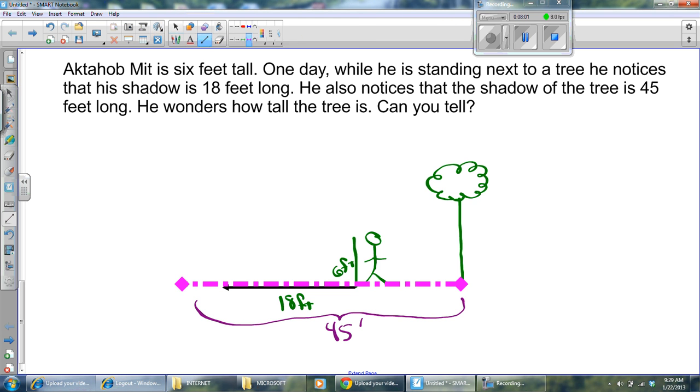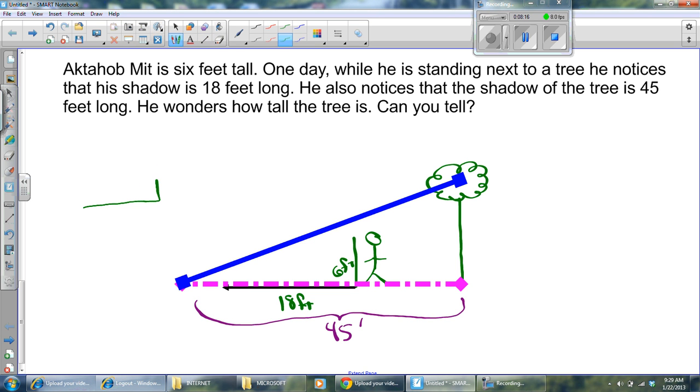I see it. I can see it. I really can. I'm so excited. There are similar triangles right there. See the similar triangles? We've got Mit-Aktahab's triangle, which looks like this. And that side's not really there, so I'll just make it a broken line, right? And then we've got the triangle for the tree, which looks like that, 45, x.